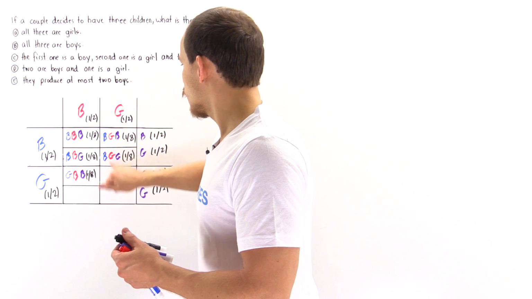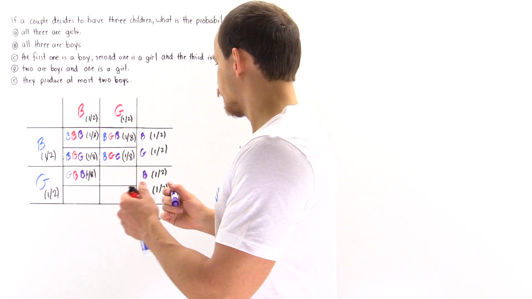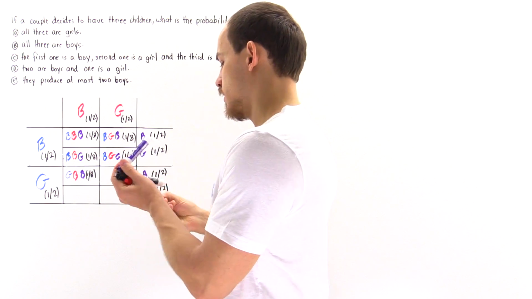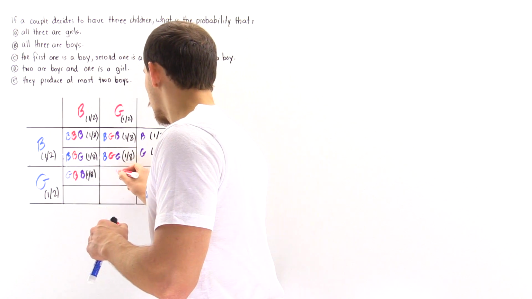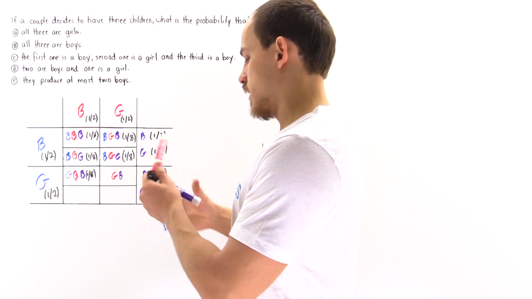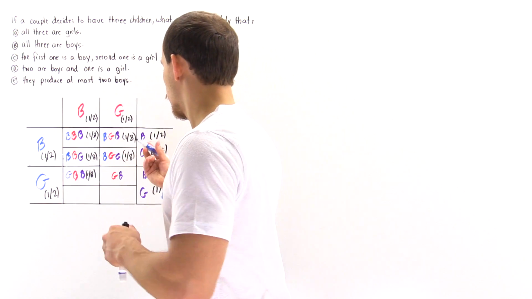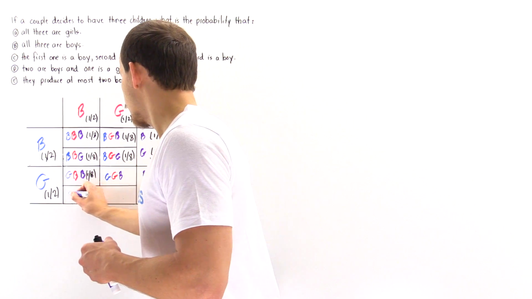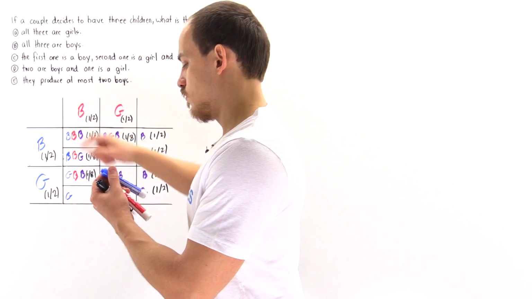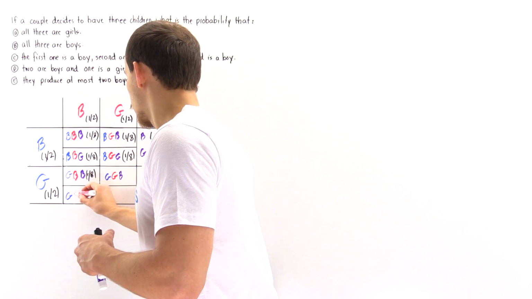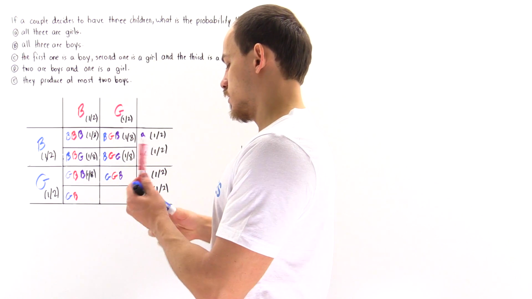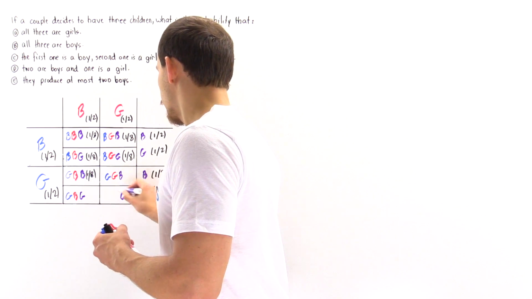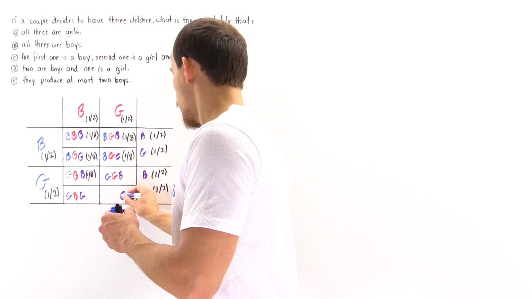Here we have a girl, and a boy. So we have a boy here, we have a girl here, and we have a girl here. Here we have a girl, a boy, and a girl. And here we have a girl, and a girl.